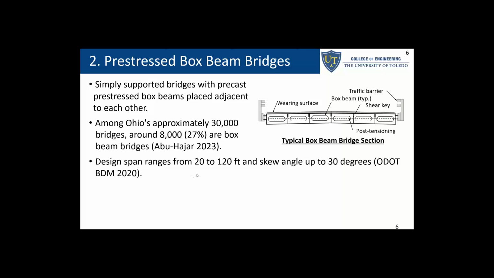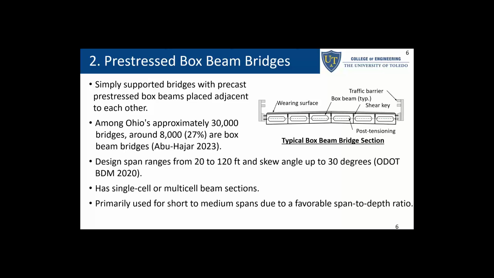According to the Ohio Department of Transportation Bridge Design Manual, the design span of these bridges ranges from 20 to 120 feet with a skew angle of up to 30 degrees. These beams have single-cell and multi-cell cross sections and are primarily used for short to medium spans due to their favorable span-to-depth ratio. These bridges are also an ideal choice where the clearance is limited.